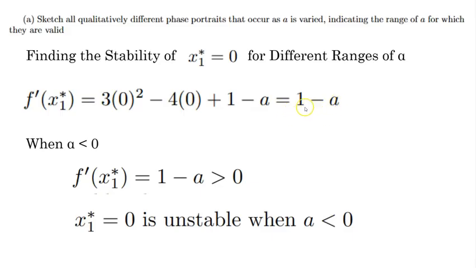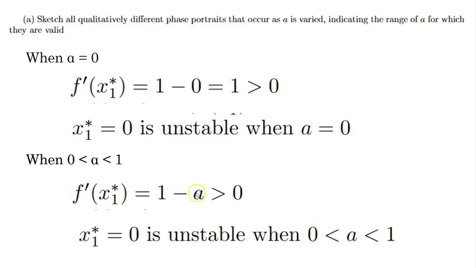Okay, so now we're going to try different ranges of a. Let's try when a is less than 0. Observe that when we do f prime of x1, which is 1 minus a, if a is less than 0, then definitely this entire thing would be greater than 0. So we know that x1 equals 0 is unstable when a is less than 0.